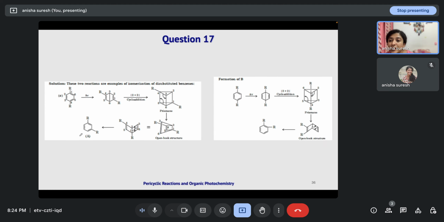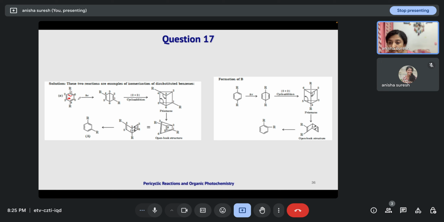So for the formation of the meta product, as you can see here, 1 2 3 4 5 6. So here the electrocyclization is taking place between these two. See, 1, 2, 3 and 6. Here the 4 pi electrocyclization is taking place, leading to formation of this intermediate, which upon a 2 plus 2 cycloaddition between these two, okay, will lead to formation of this prismane intermediate.